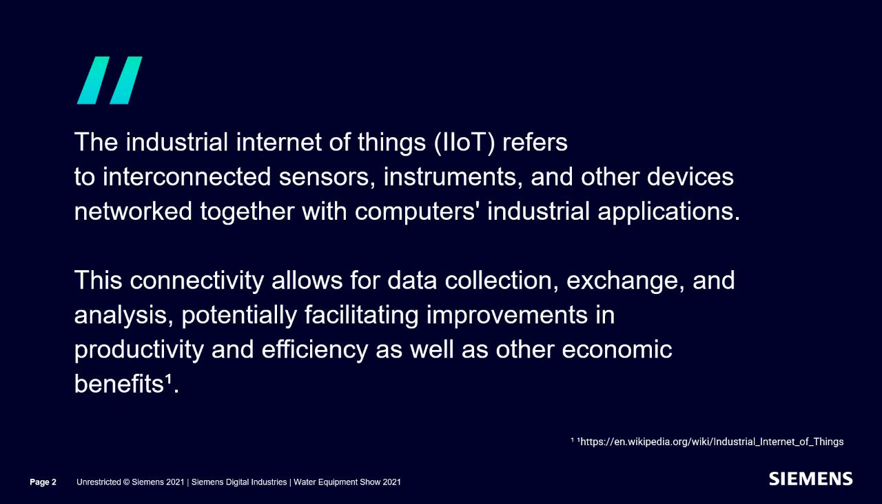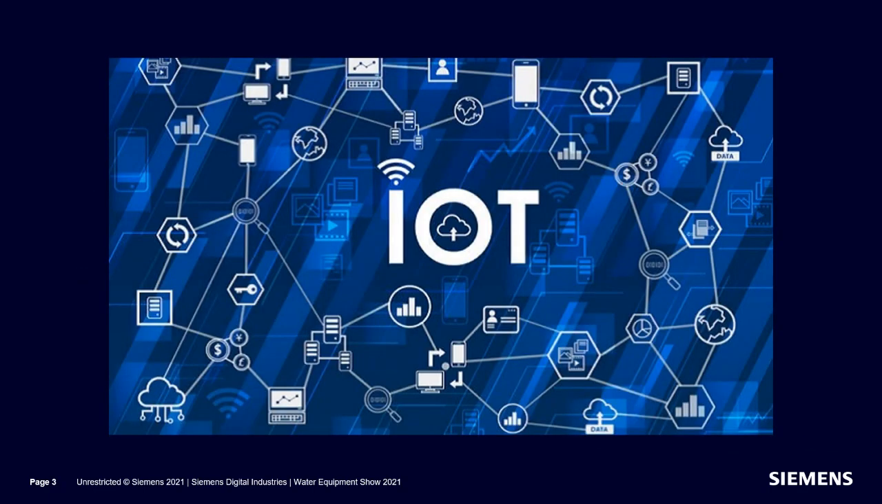The Industrial Internet of Things refers to interconnected sensors, instruments and other devices networked together with computers' industrial applications. This connectivity allows for data collection, its exchange, the analysis, and potentially facilitating improvements in productivity, efficiency, as well as other economic benefits. IoT in many cases is there to bridge the data voids found out in the installed asset base. Today, I'd like to address some industry challenges and additionally share some new suggested ways of thinking.